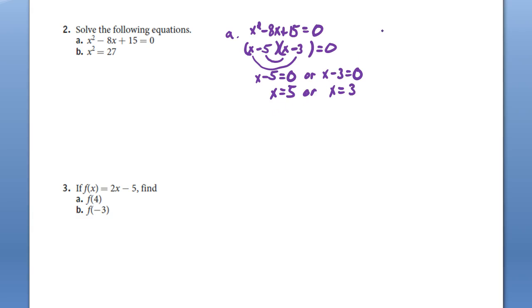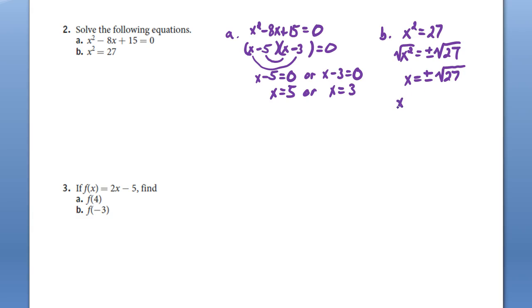Now question B. Here we have x squared equals 27. So another way to solve a quadratic equation, this time I'm not going to factor. Instead, I'm going to do the square root of both sides. So I'll take the square root of the left side, and I'll take the positive and negative square root of the right side. Recall that there are two square roots of any number, positive square root and the negative square root. So our answers are x equals plus or minus the square root of 27.